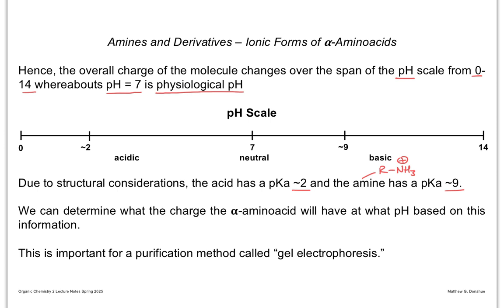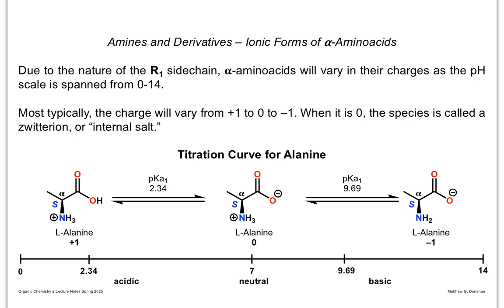one way to purify them is using gel electrophoresis. That's based on the mobility of that chain on a medium where an electric field has been applied. Due to the nature of the R1 side chain, alpha amino acids will vary in their charges as the pH scale is spanned from 0 to 14. So essentially this is like a titration, an acid-base titration.